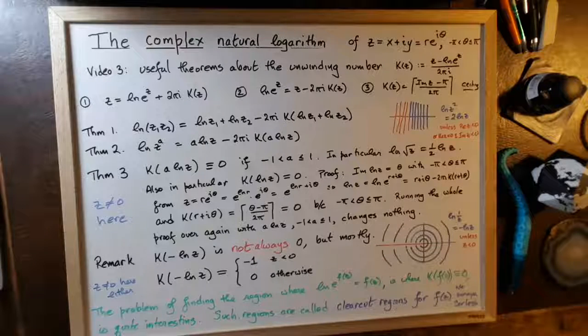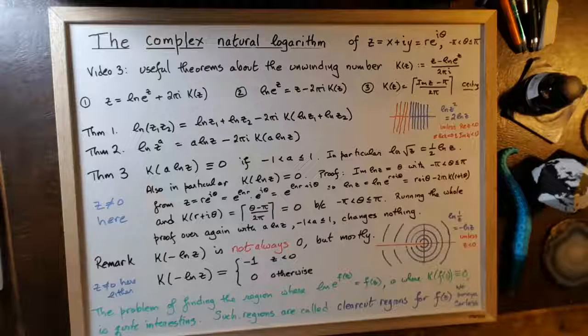The problem of finding the region where log of e to the f of z is equal to f of z itself, so that's the same as finding where the unwinding number of f of z is identically 0, is really interesting. So lots and lots of different functions occur in actual practice. And if you can figure out ahead of time that these regions are 0, that can help your simplifications. And in our original paper on these things, such regions were called the clear-cut regions for f of z.